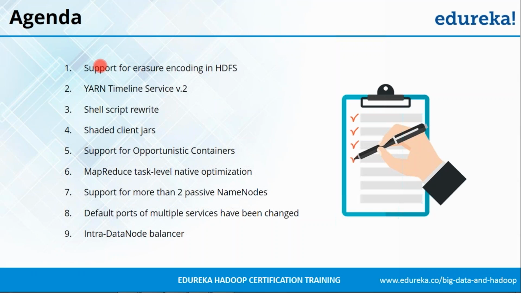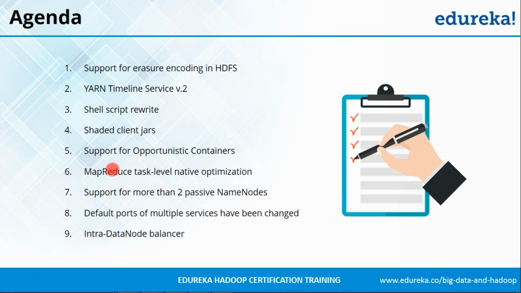First we'll see how Erasure coding will reduce the storage overhead in HDFS as compared to replication. Then we'll see the changes with YARN Timeline Service version 2, and we'll also see the changes in shell script rewrite in Hadoop 3. After that, we'll understand the shaded client jars and how they are useful. Then we'll focus on how Hadoop 3 is incorporating opportunistic containers with guaranteed containers.